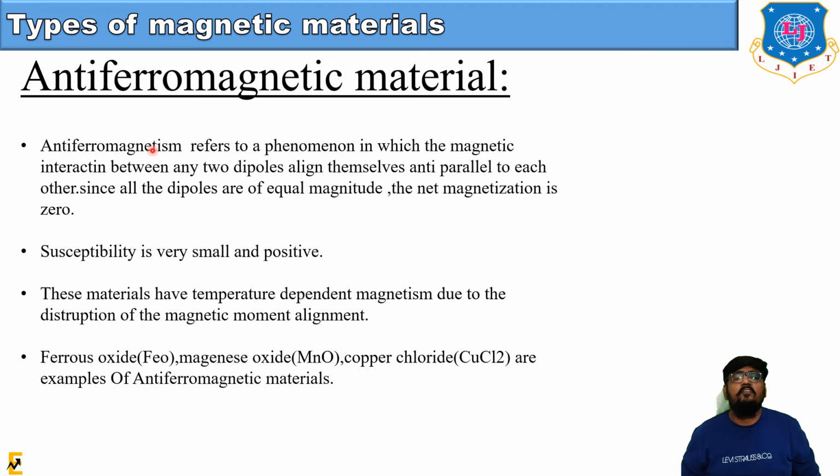Next is anti-ferromagnetic material. Anti-ferromagnetism refers to a phenomenon in which the magnetic interaction between any two dipoles makes them align anti-parallel to each other. Since all the dipoles are of equal magnitude, the net magnetization is 0. Whatever the positive force is there, an equal and opposite negative force is there. Because of that, the net magnetization is 0. As we have seen in figure C, the susceptibility is very small and positive.